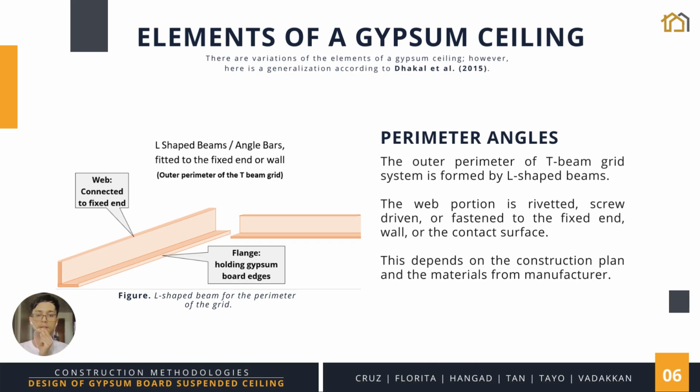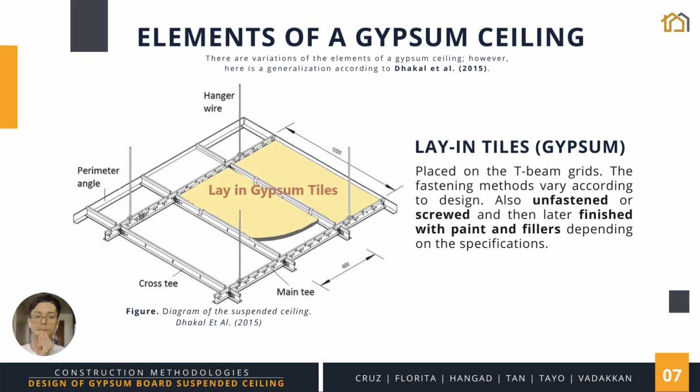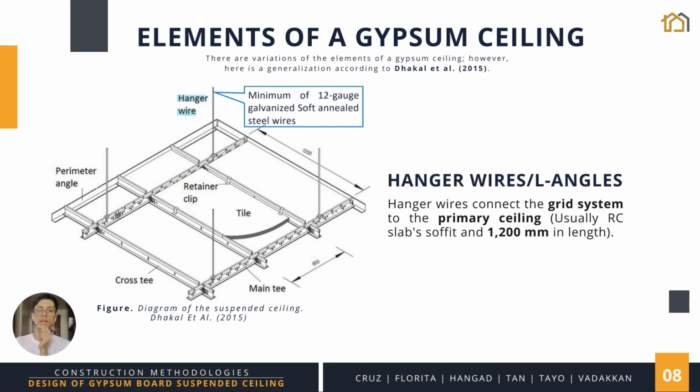This can be attached to the fixed end, wall, or contact surface using screws or rivets depending on the construction plan. Lay-in tiles or the gypsum boards are placed on the grid. They can be fixed with screws or clips. Finishing with paints or fillers are applied depending on design. Hanger wires connect the grid system to the primary ceiling, which is the roof part or the reinforced concrete slabs.